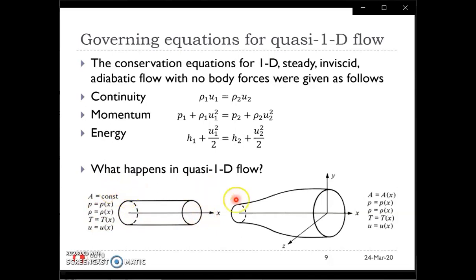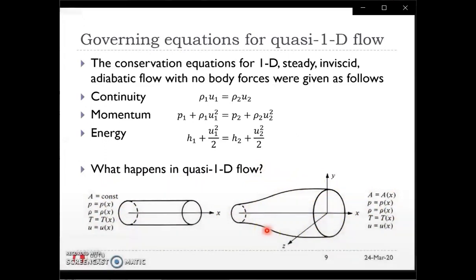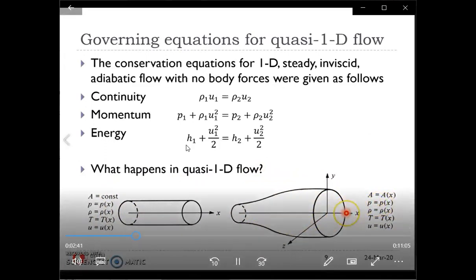The area is constant. So compared to this, the one on the right-hand side, in addition to the fact that flow parameters are changing along x, we also allow the area to change along x. So the area varies with x, like seen in this sketch on the right. So this type of flow, with one-dimensional variation of flow parameters plus the variation of area along the same dimension, is called a quasi 1D flow.